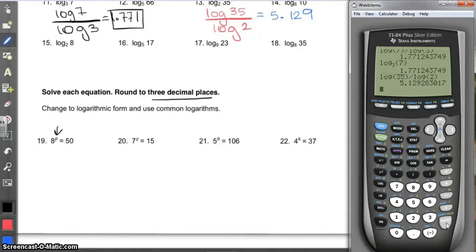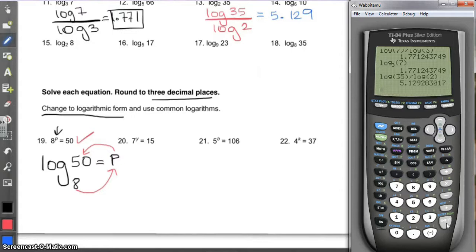Every time you are asked about the exponent, you use log. And they told you to change it to logarithmic form. So, log, with the base there, of 50 is equal to p. You see that? If you want to double check that you wrote the log right, 8 to the power p gives you 50. So it's the same thing, and you wrote the log right.